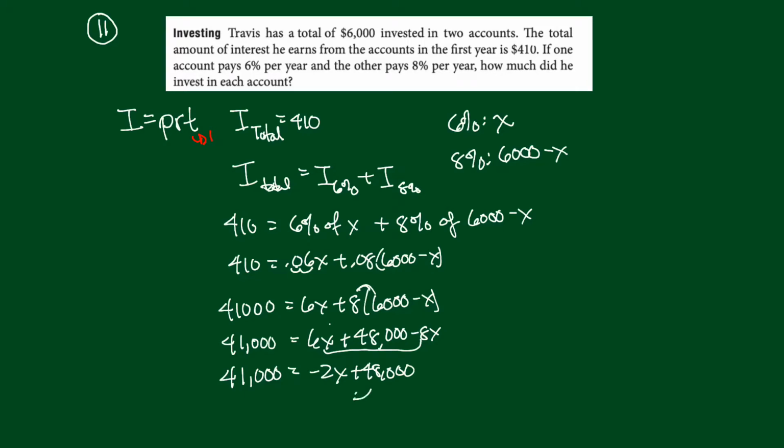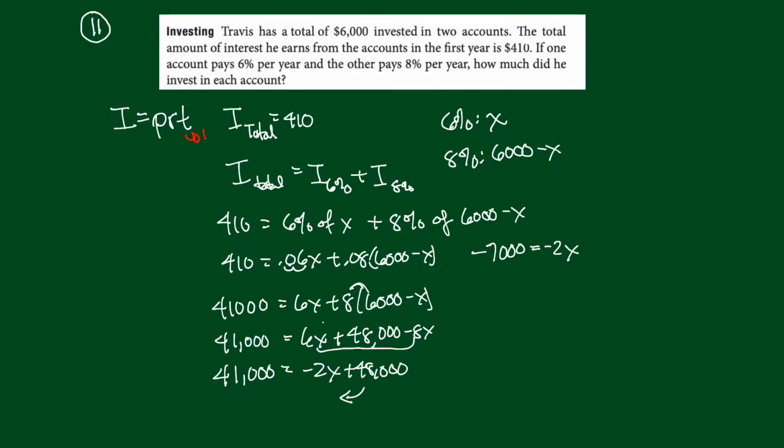Let's subtract that 48,000 to isolate that x. So we'll have 41,000 minus 48,000. Well, 48 minus 41 is 7, but we're going negative here. So this is going to be negative 7,000 equals negative 2x. We'll divide by that negative 2. So negative 7,000 divided by negative 2, that's x. Negative negative is positive. This is 3,500. That's x.